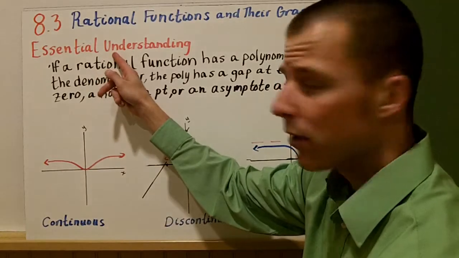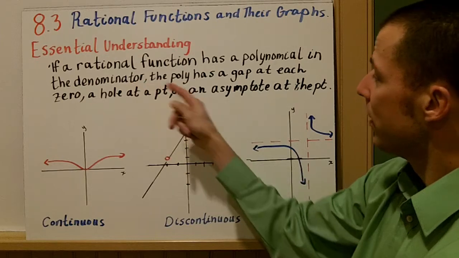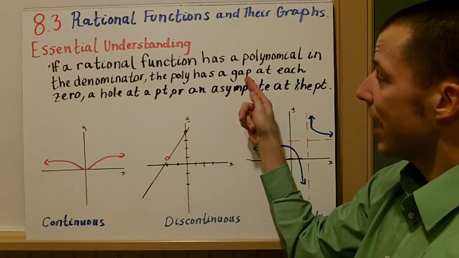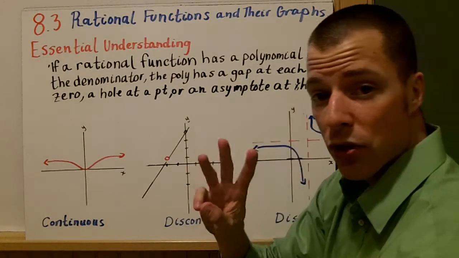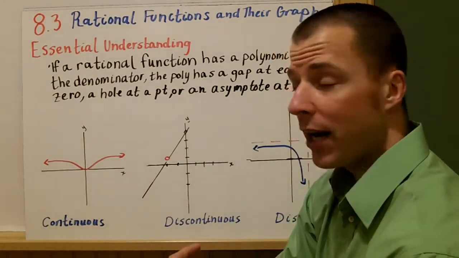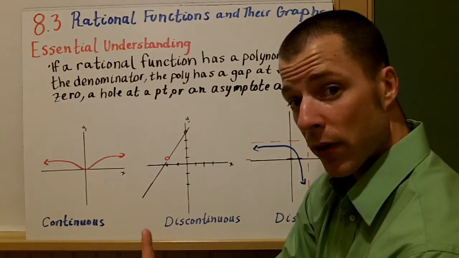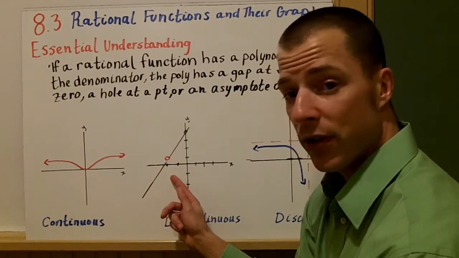The big point here is that if a rational function has a polynomial in the denominator, the polynomial can have a gap at each zero, a hole at a point, or an asymptote. So those are the big three things that can happen. You can have a gap, you can have a hole, or you can have the asymptote. And below are just three types of functions we can have.